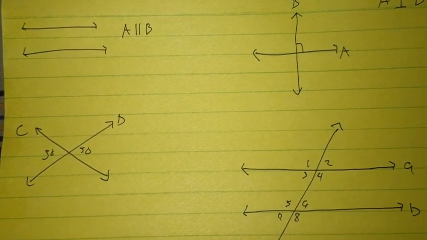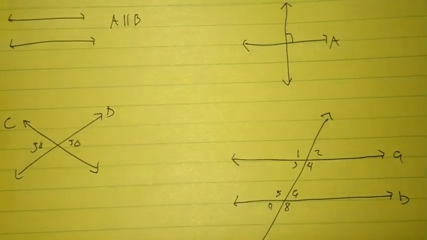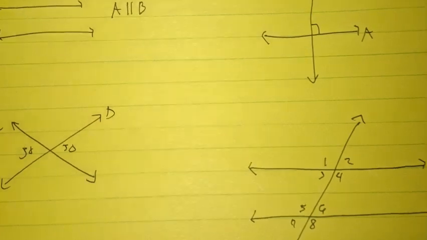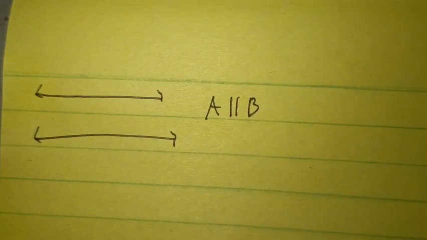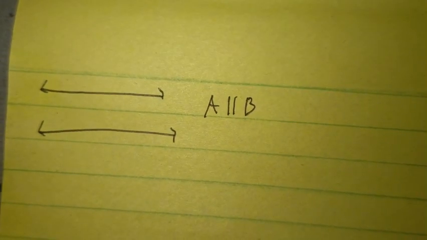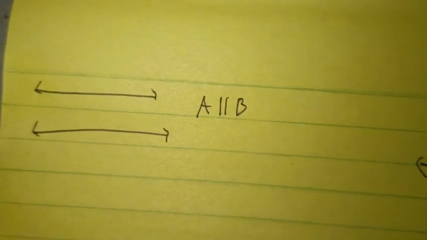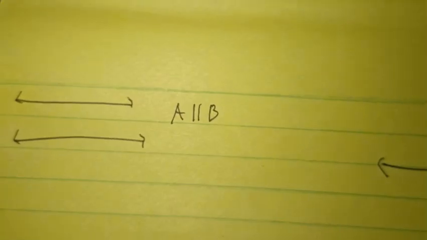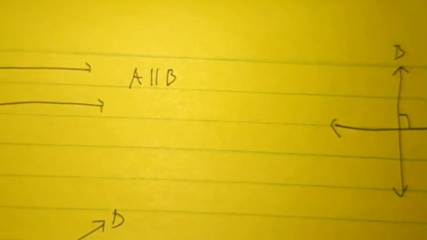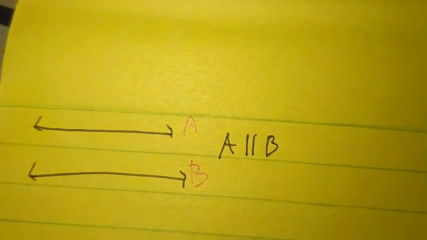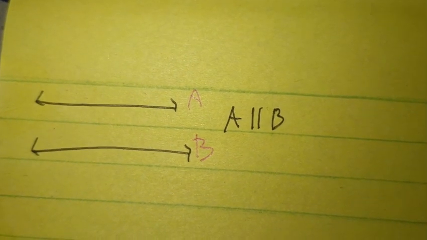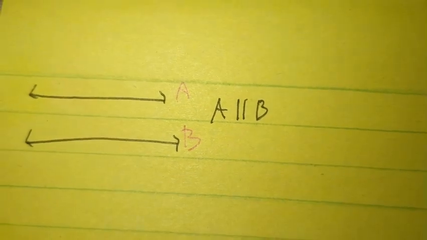In this video, we're going to talk about lines and angles. The first type of line that you need to be familiar with are parallel lines. Parallel lines do not intersect. Let's call the first line A and the second line B. We could say that A is parallel to line B. So these two lines are parallel.